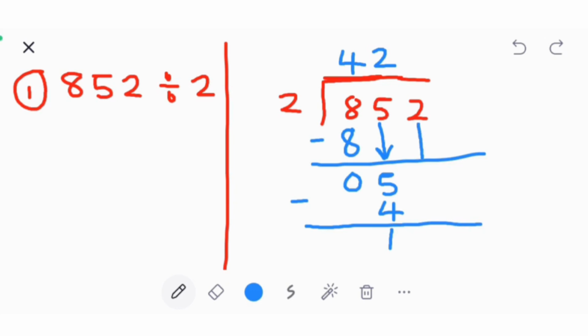Then finally you bring down digit 2. What do you do when you bring down a digit? You divide. Don't forget that. Anytime you bring down a digit, you must divide. So 2 into 12. That will be 6. Then you multiply 2 times 6. That gives you 12. Then you subtract. If you subtract now, everything will give you 0 because 2 minus 2 is 0, 1 minus 1 is 0. So the answer is 426.